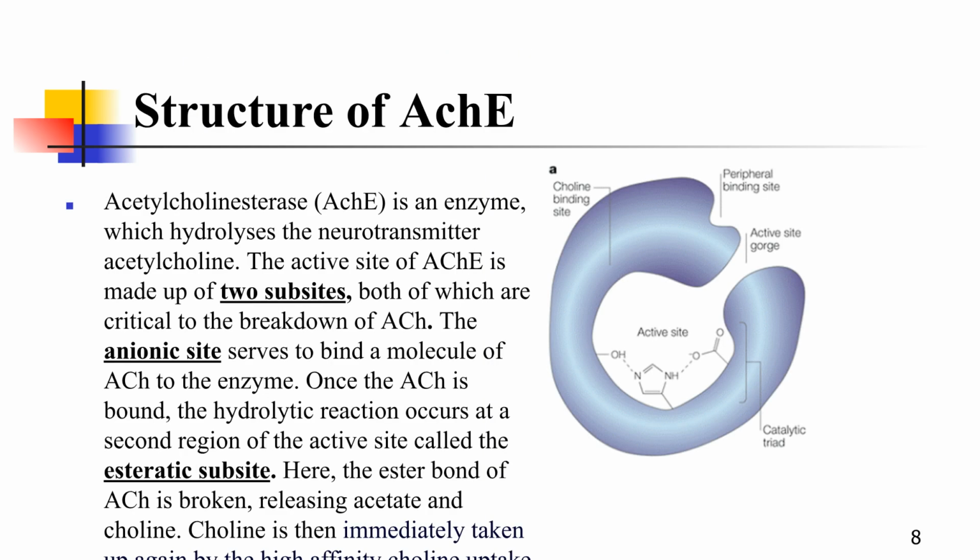Acetylcholinesterase, or ACE, hydrolyzes acetylcholine. Its active site has 2 critical subsites, the anionic site for binding acetylcholine and the esteratic subsite where the ester bond breaks. This releases acetate and choline. The choline is quickly taken up by the presynaptic membrane.